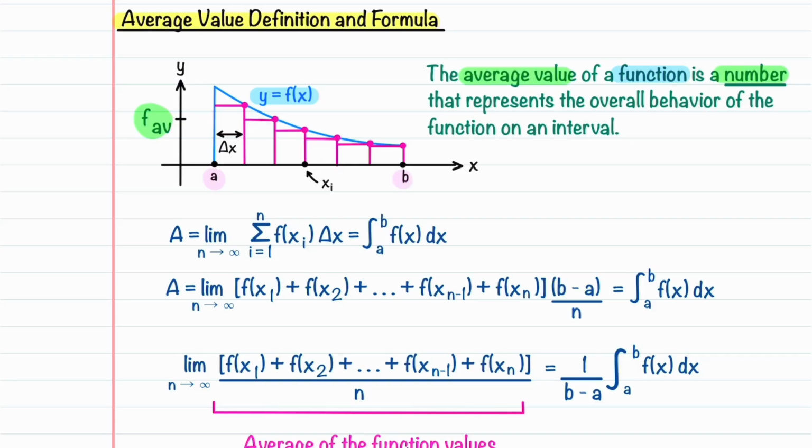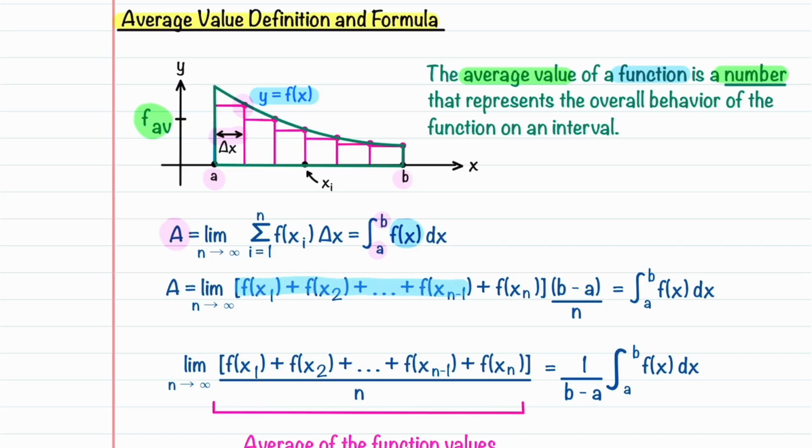To find what this number is, we're going to look at the area under the curve y is equal to f of x, which is this area right here. This area is the sum of an infinite number of rectangles under our curve that have a height of f of x sub i and a width of delta x. The sum of all these rectangles is equal to the integral from a to b of our function f of x dx.